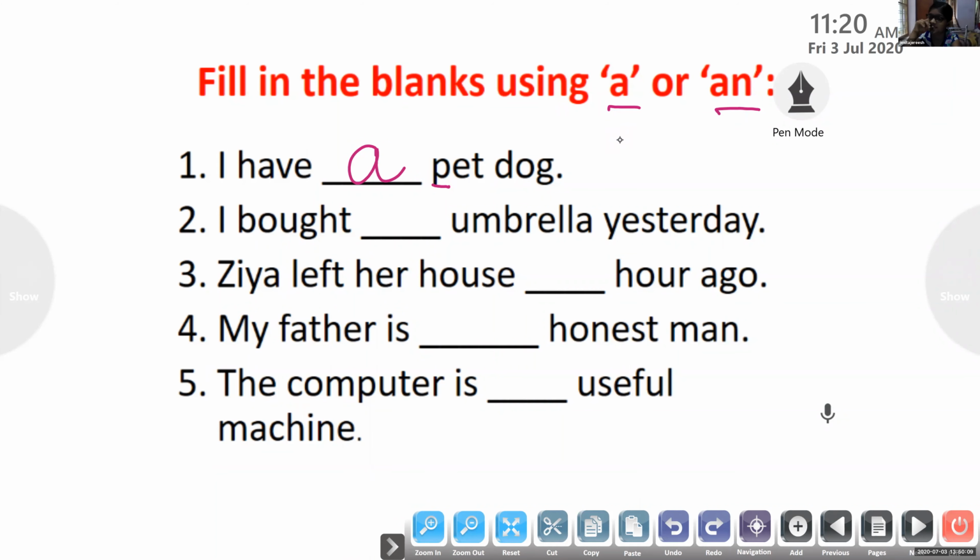Yes, very good. I bought dash umbrella yesterday. So we have to use a or an. First we have to see the first letter here. U. It starts with a vowel letter. So what do we have to use before it? An. Very good.